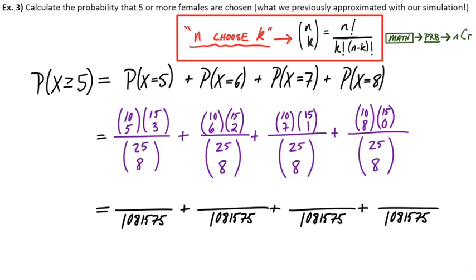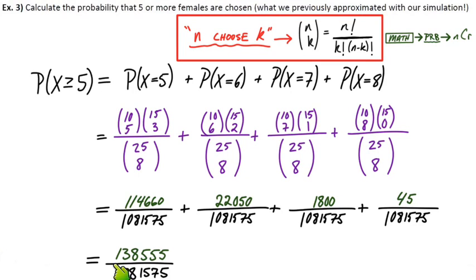Each scenario is less and less likely. So to have 5 female captains, there's our numerator. To have 6 female captains is a little less. The chance of getting 7 in the lottery, a little less. And the chance of getting 8 females and no males in the lottery, only 45 out of this big number. For a grand total of 138,555 different ways over our denominator, which is approximately 0.128, which is a different answer than the scenario before. I think it was 0.124 that was before, so that was incorrect. The true answer would be 0.128.